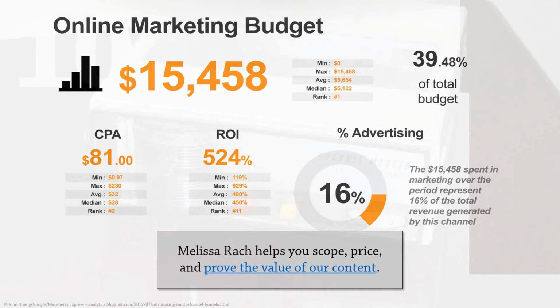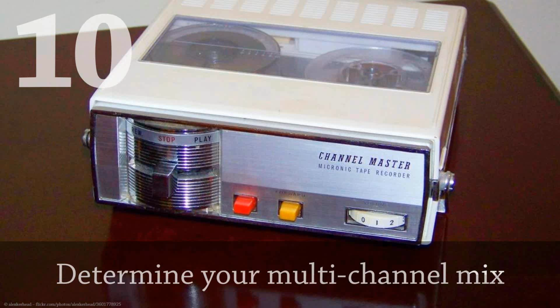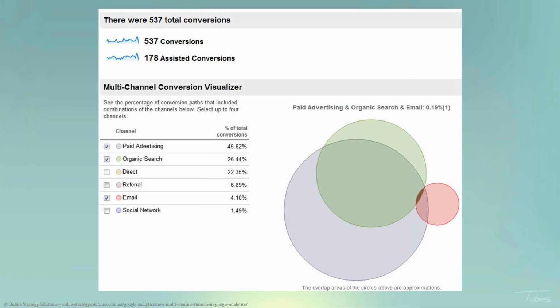And finally, determining our multi-channel mix. So another thing I used to do was SEO, organic search marketing, and I focused on just SEO. So I had the freedom to think of just my organic search customers, and that's actually a short-sighted view. And it's true of any channel, whether it's SEO or advertising or social media or something else.